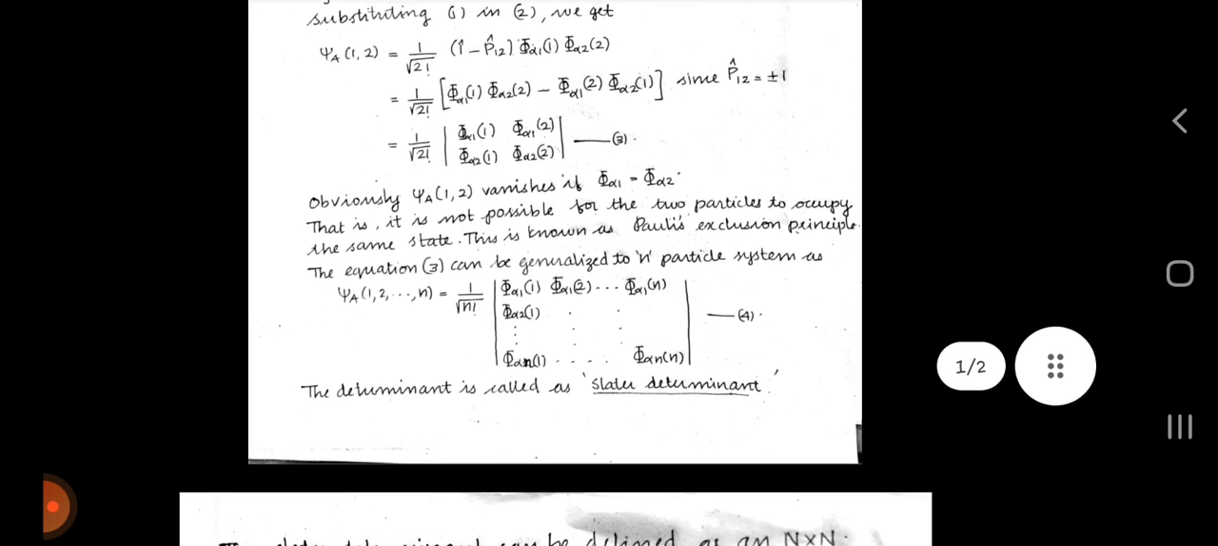We know that if any two elements of a determinant are the same, the determinant vanishes. Obviously, psi a of 1 2 vanishes if phi alpha 1 is equal to phi alpha 2. That is, it is not possible for the two particles to occupy the same state. This is known as Pauli's exclusion principle.